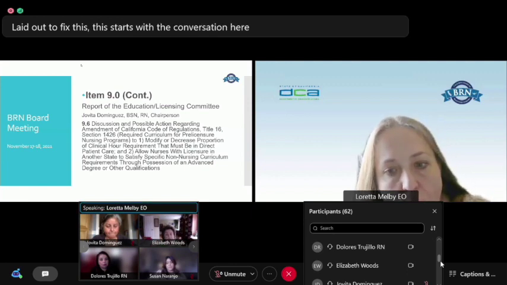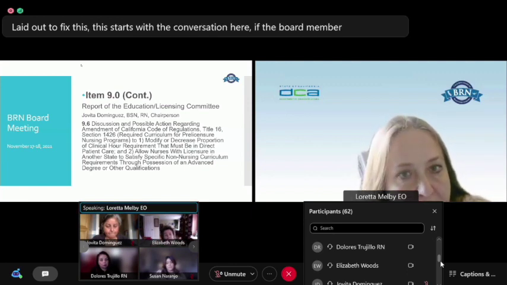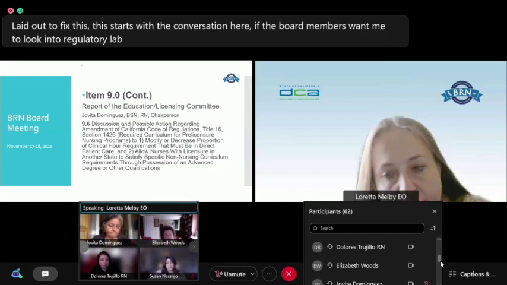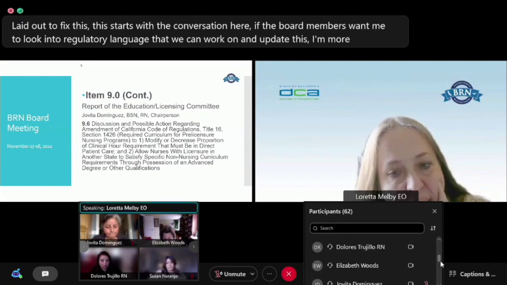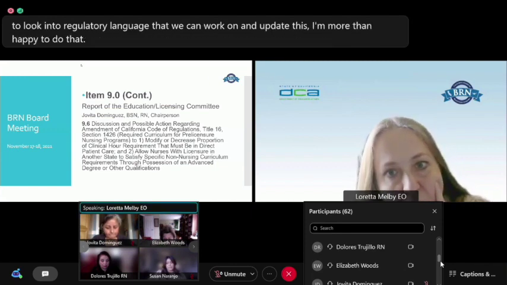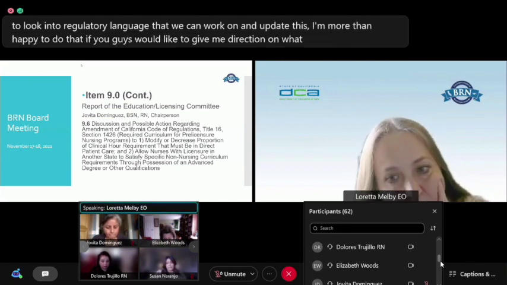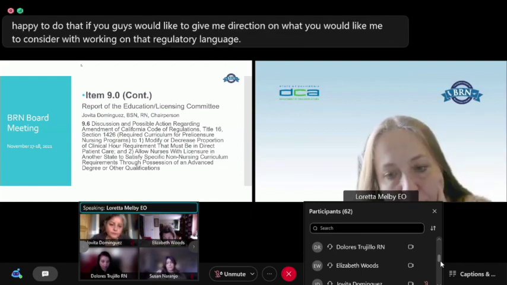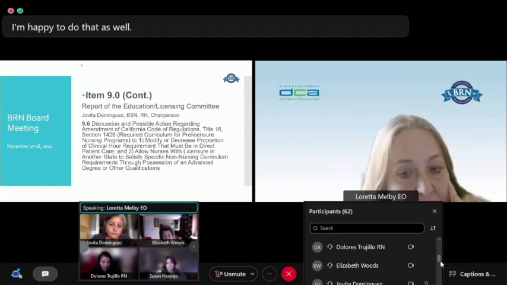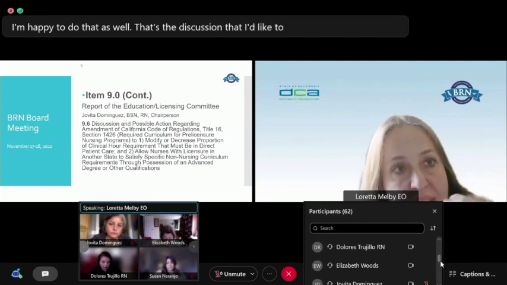If the board members want me to look into regulatory language that we can work on and update this, I'm more than happy to do that. If you guys would like to give me direction on what you would like me to consider with working on that regulatory language, I'm happy to do that as well. That's the discussion that I'd like to start. Do you guys have a suggestion?